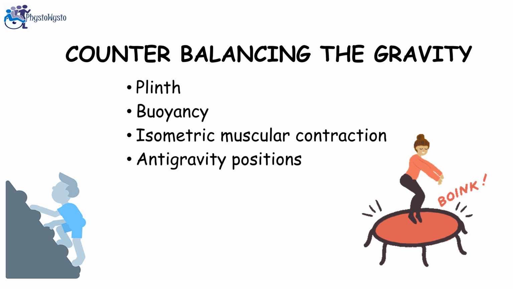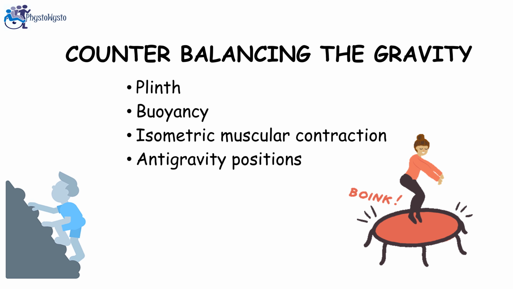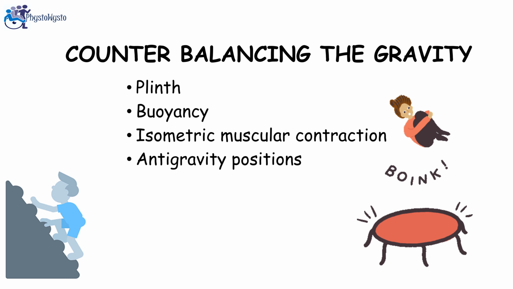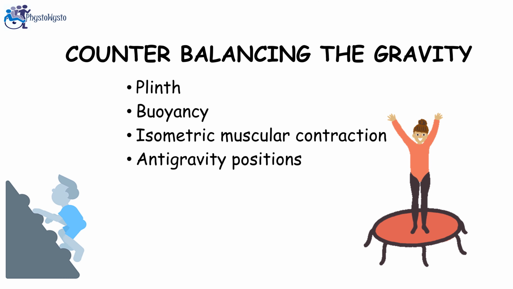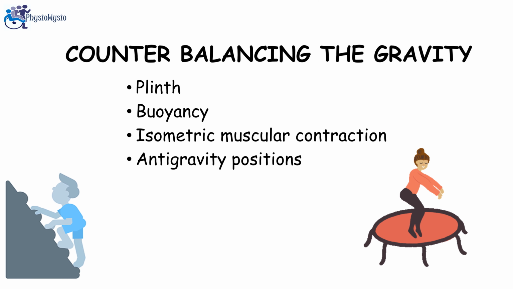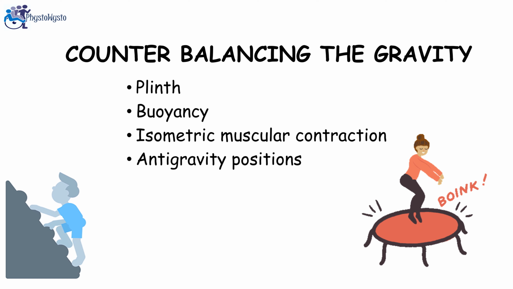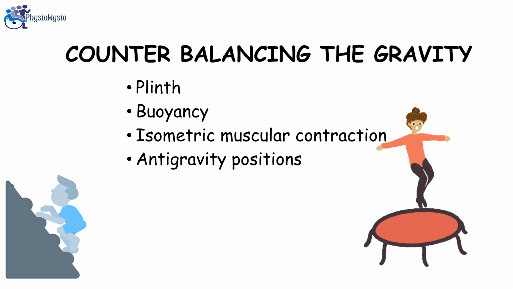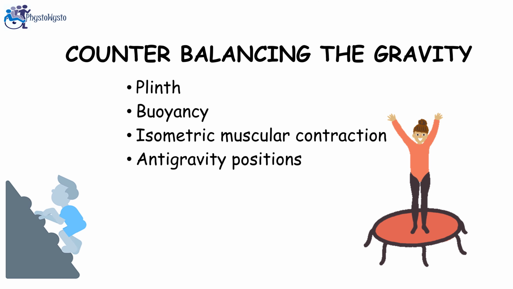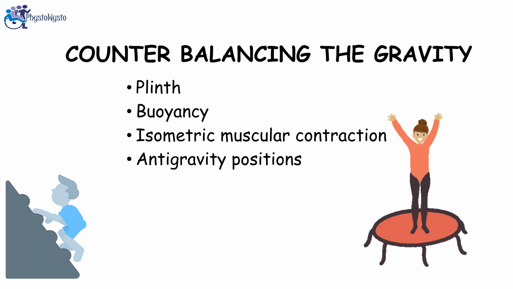There are various techniques and methods through which the force of gravity can be either eliminated or counterbalanced. For example, applying the support of a plinth. Effects of buoyancy of water, which have marvelous results in aquatic exercise. This effect eliminates the action of gravity and helps weaker muscles to perform their action. Similarly, isometric muscular contraction and adapting anti-gravity positions assist patients to perform a particular activity or movement. Let's see the example of muscles, how they assist in maintaining a position.